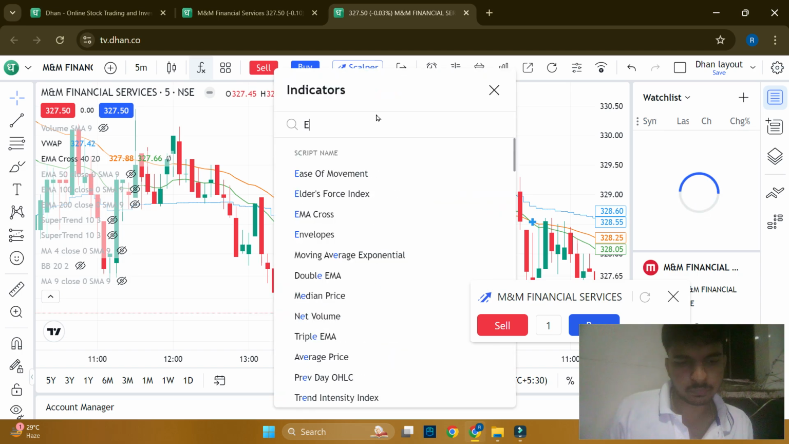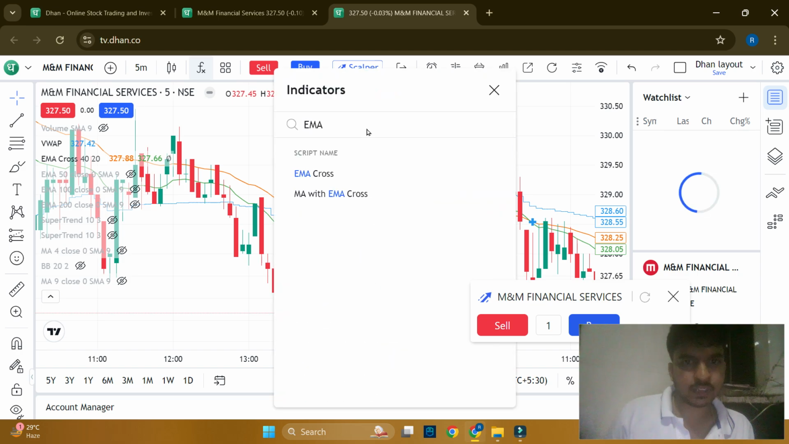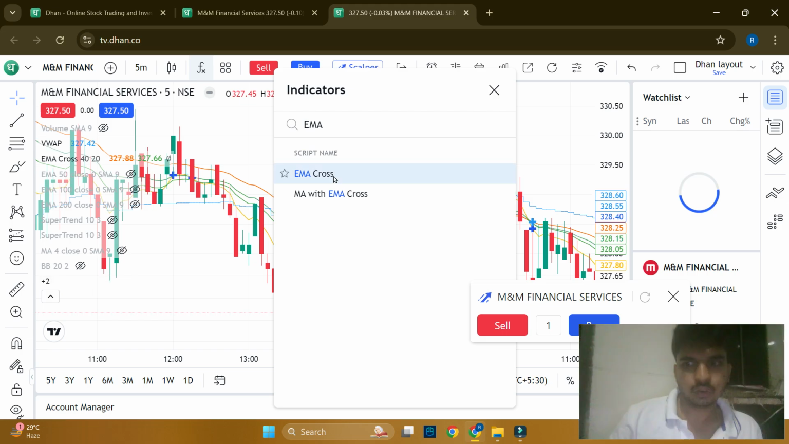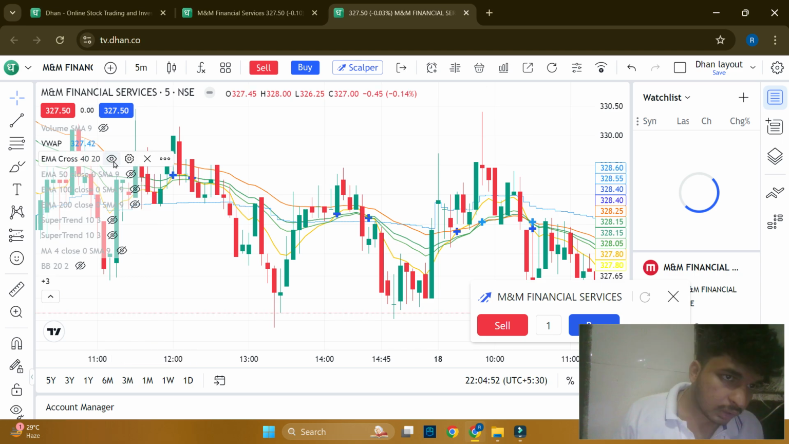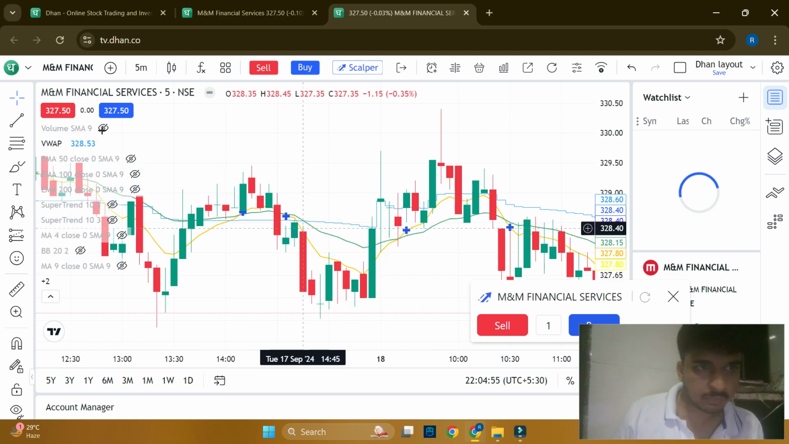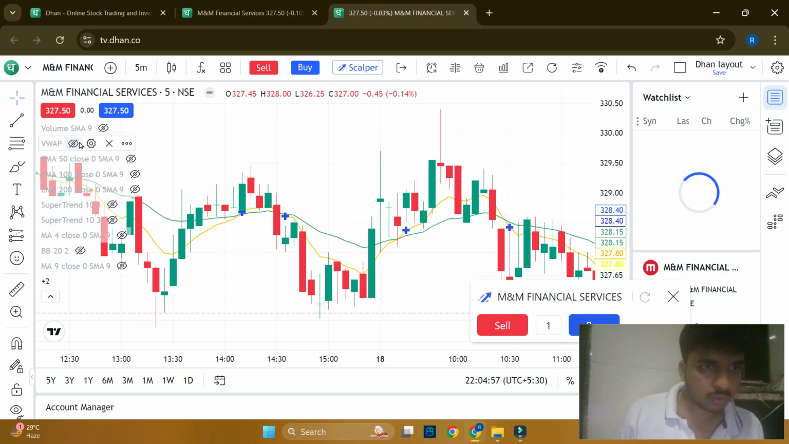First, you have to go to indicators, then type EMA, and then you have to get the cross. While getting the cross, as you know, I already have that EMA, so there are many items. So I cut one of them. This will be the open.